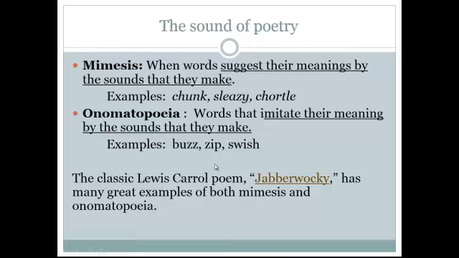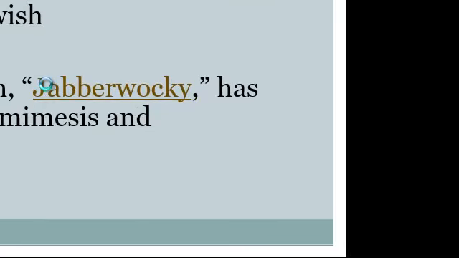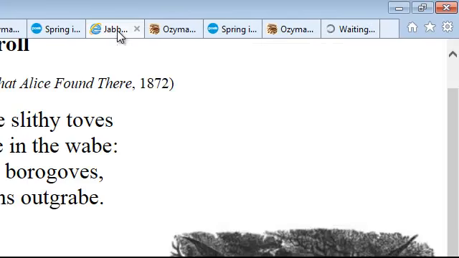So let's see if we can get to Jabberwocky. And we'll see. It was being nice to me a minute ago. Oops. Oh, here we go. Thank you. Okay.